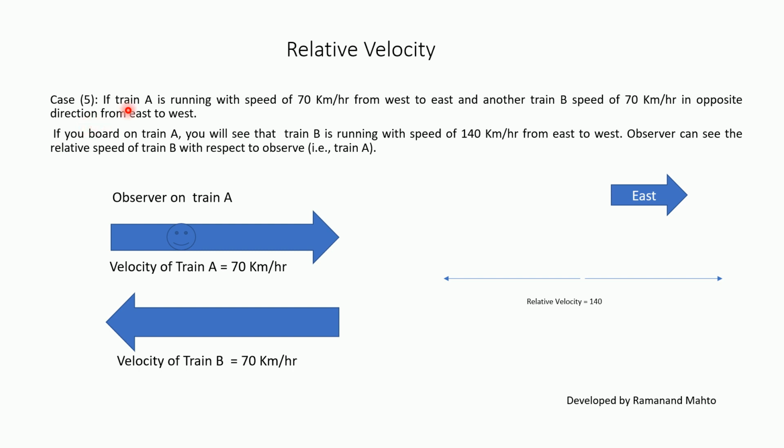Case number 5: train A is running with a speed of 70 km per hour from west to east, and train B at the speed of 70 km per hour in the opposite direction, from east to west. If you board train A, you will see that train B is running with a speed of 140 km per hour from east to west. The observer can see the relative speed of train B with respect to the observer, that is train A. So the relative velocity will be 140 km per hour.